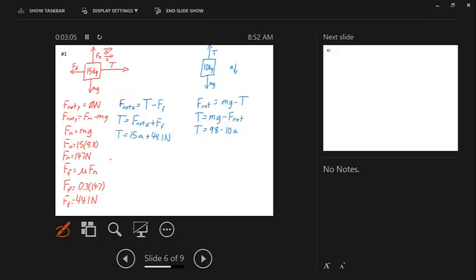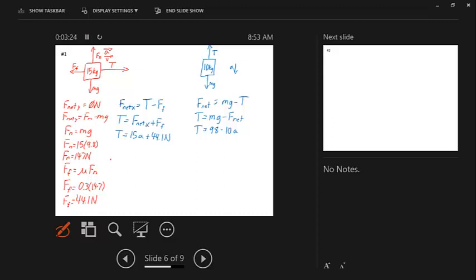No, what I did was I did it the opposite way. Yeah, the T needs to be negative, because T is in the positive direction, but you subtracted it to the other side. No, I added F friction. So what I did was I added F friction.